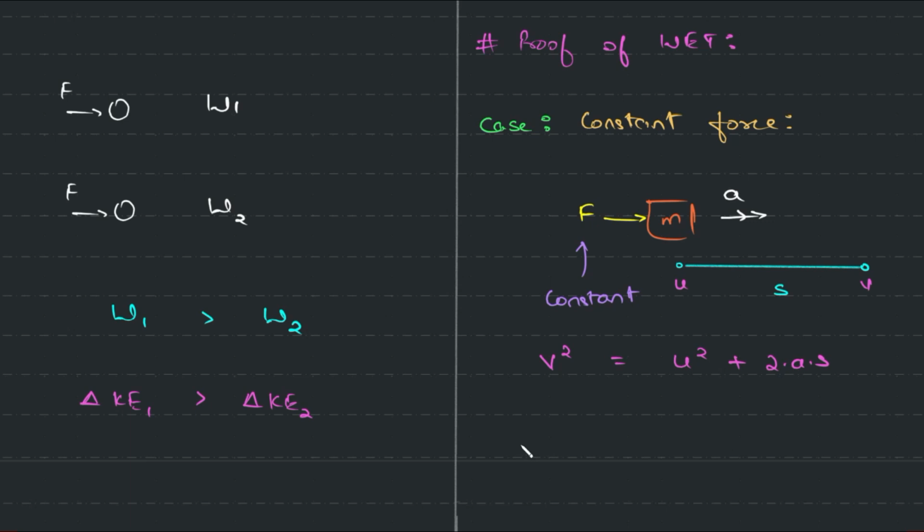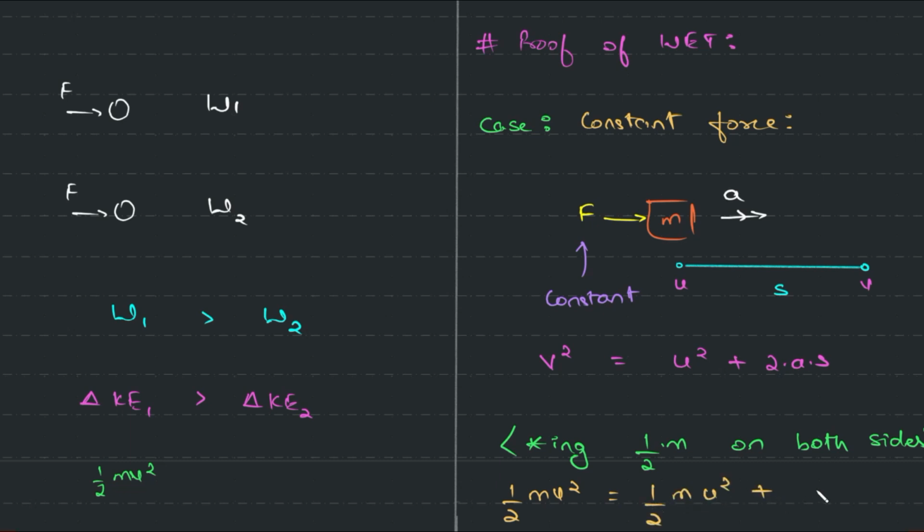Now I will be multiplying, what should I multiply? Think about it. I'm trying to relate it to kinetic energy. See, every derivation is commonsensical. What should I multiply over here? Go back to the kinetic energy equation. It's half m v square, right? So what should I multiply with? Half m on both sides. So what we have here is half m v square is equal to half m u square plus m into a into s.